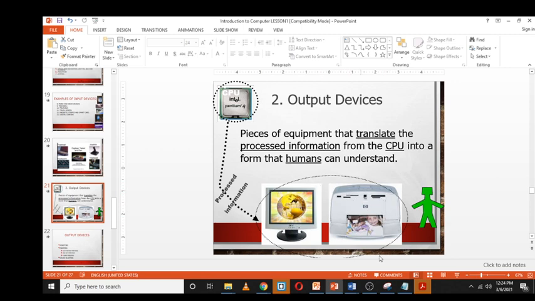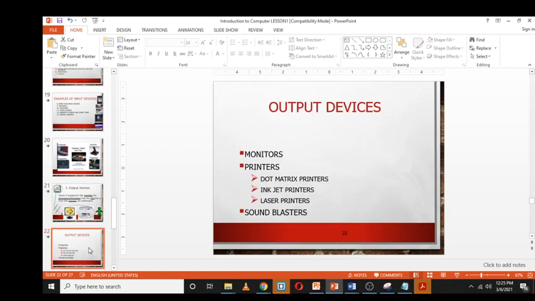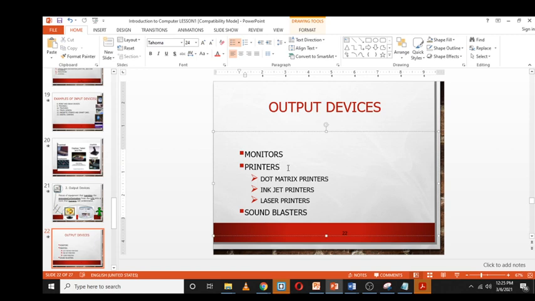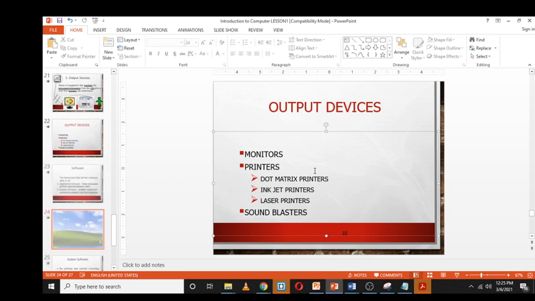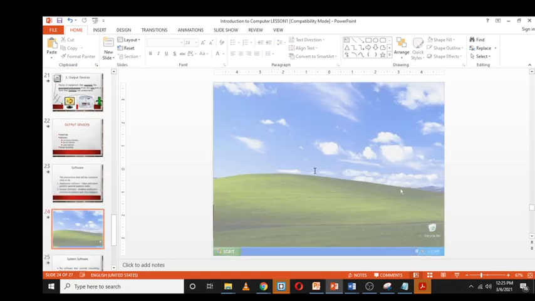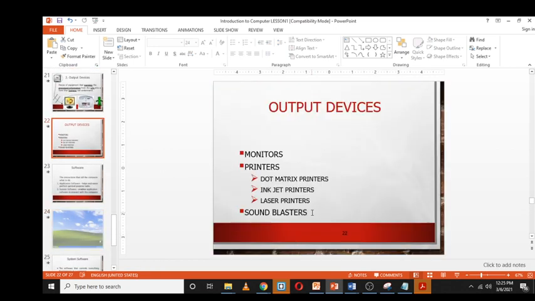We also have a printer, which is right here. The moment that you're printing something out of your computer, coming out of the printer, that's also an output. So your printer is an output device. Let's look at the different examples of output devices. We have monitors, we have printers, and these are all different types of printers: dot matrix, inkjet, laser, which you also learn about. We also have sound blasters. These are like speakers, you know, when the sound comes out of the computer and all that. So this also falls under output devices. Okay, so those are all hardware.